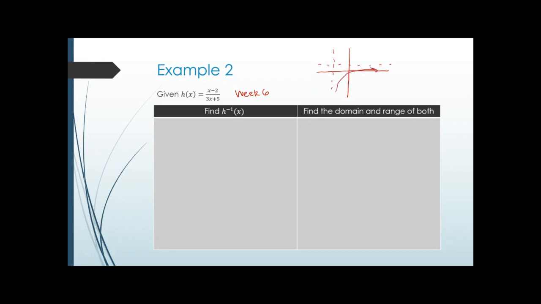So it's going to look, I believe, something like this. It does pass the vertical line test and the horizontal line test. So that is one-to-one, and so we can find the inverse.